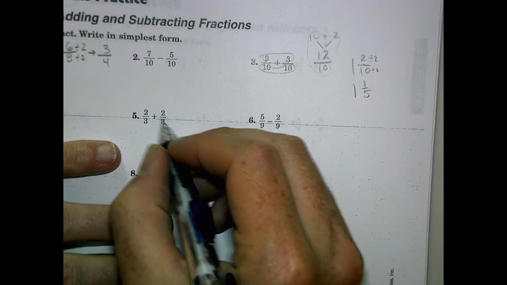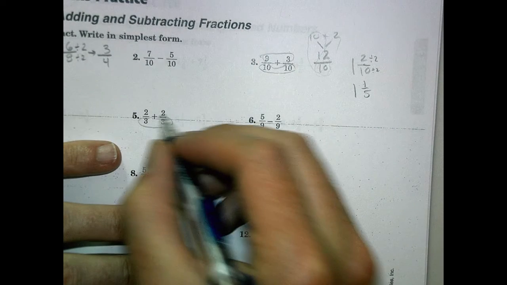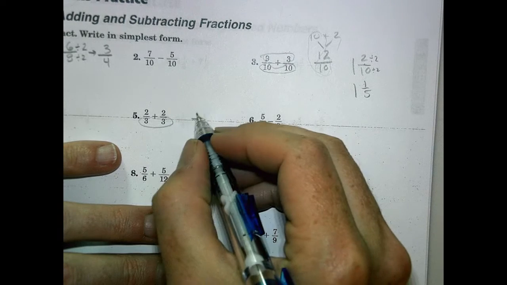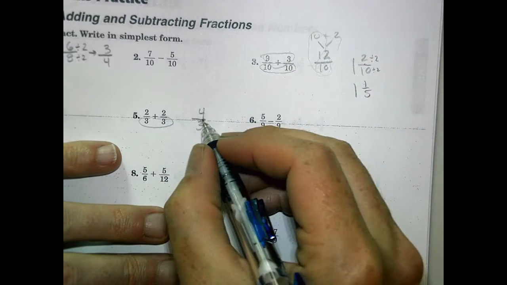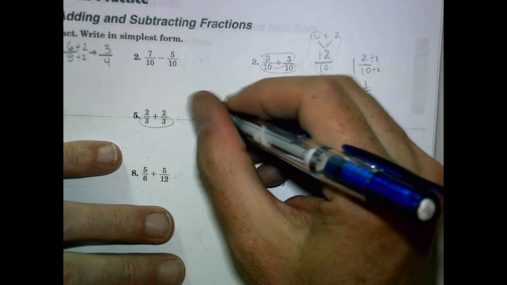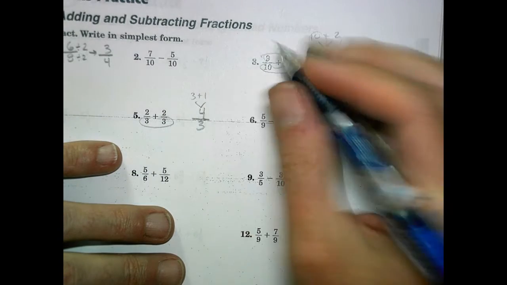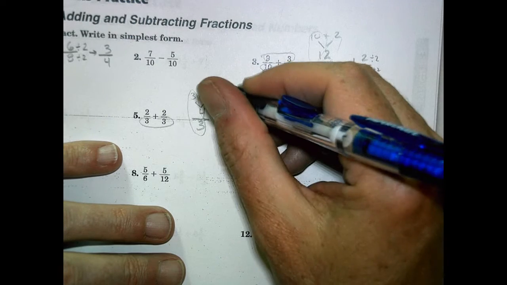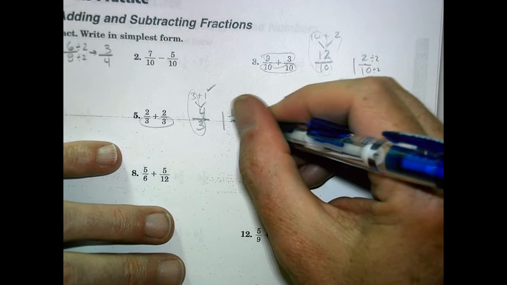All right, number 5, same idea, same denominator, common denominator there, so we can just keep the 3 on the bottom. 2 plus 2 is 4. So this is an improper fraction once again. 4 is the same as 3 plus 1. I'm just keeping the 3 because that's my denominator. So I end up with 1 and what's left over? 1/3.